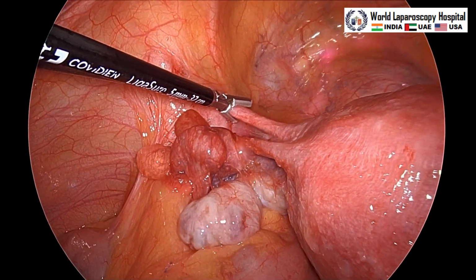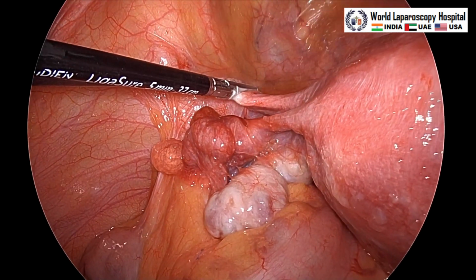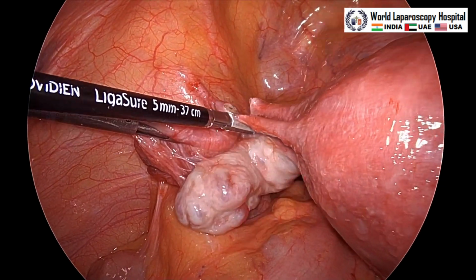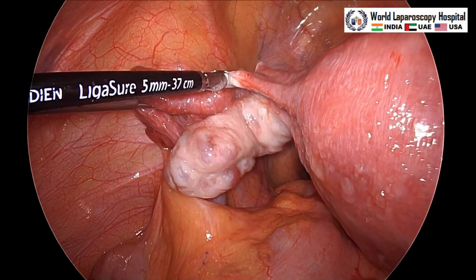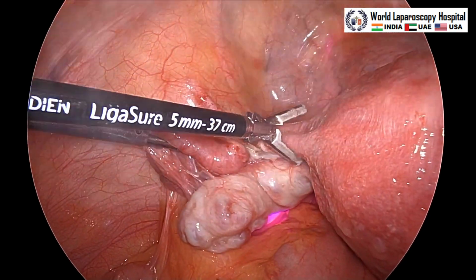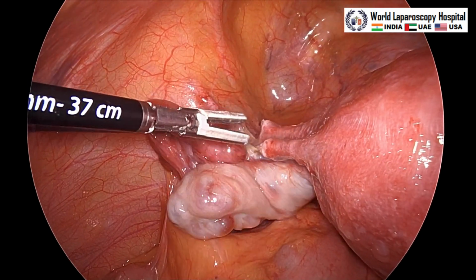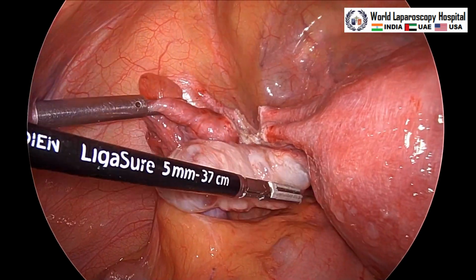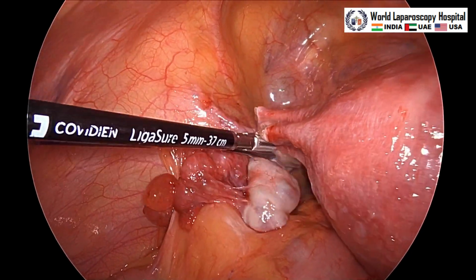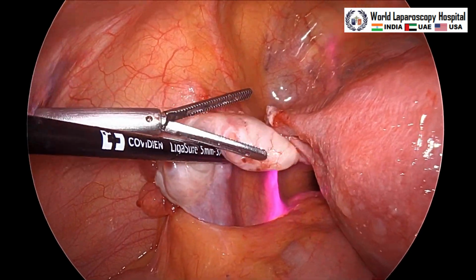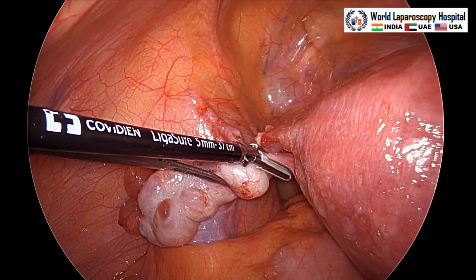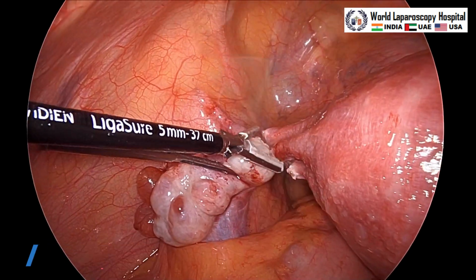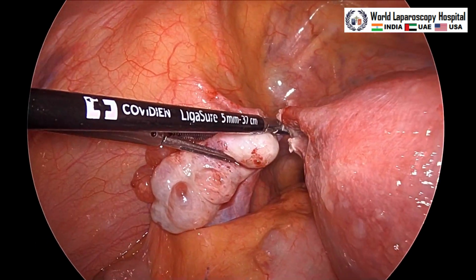Now the uterus will go to the 3 o'clock position, and this is the round ligament getting coagulated, followed by the fallopian tube, and then you will get the mesosalpinx, and then this is the ovary, and then this is the ovarian ligament. After that, 2.5 centimeter over the broad ligament.